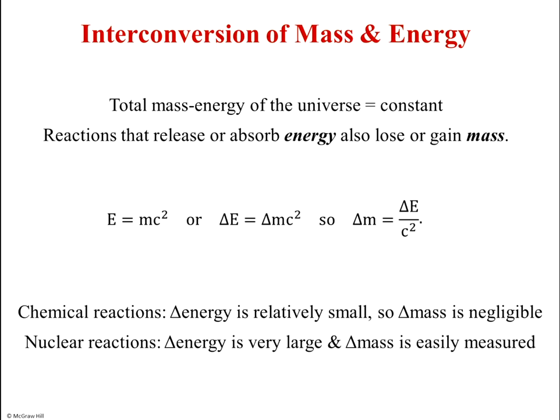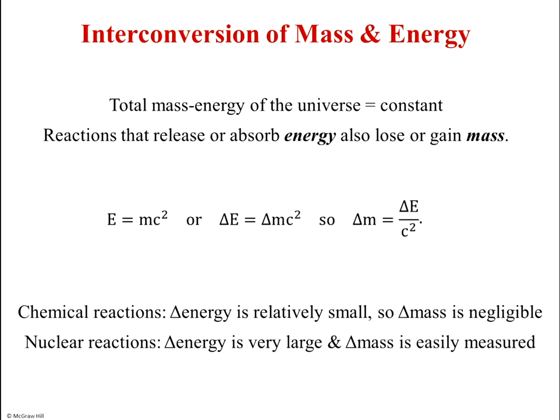And the relationship is tied together through this equation shown here, which is the change in energy in the system is equal to the change in mass times the speed of light squared. So you could see that we could rearrange this to get the change of mass, which would be equal to the change in energy divided by the speed of light squared.